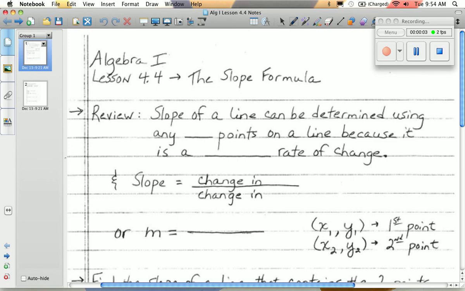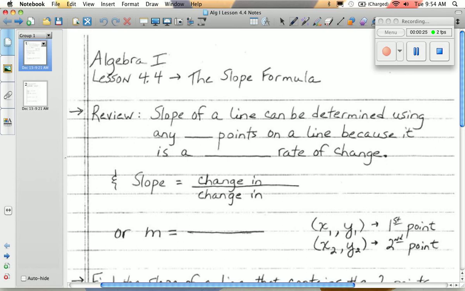In lesson 4.4, we're going to work with the slope formula. So far, you have found the slope using a graph. You've determined from the graph how much rise and how much run there is between 2 points, put the rise over the run, and simplified if you could simplify it, and you had the slope. What if we don't have the graph?